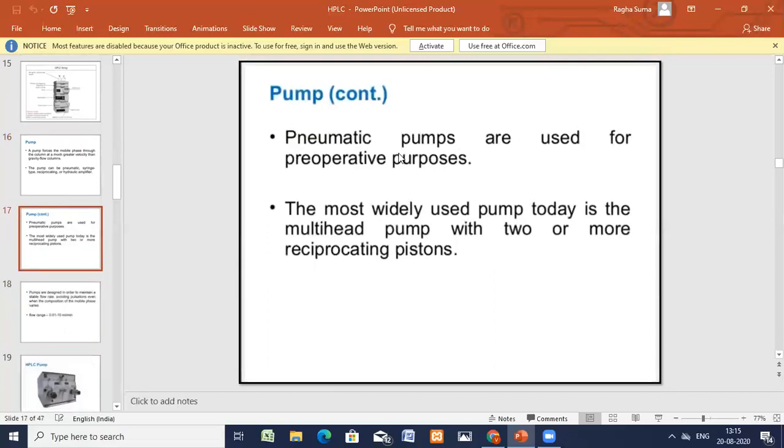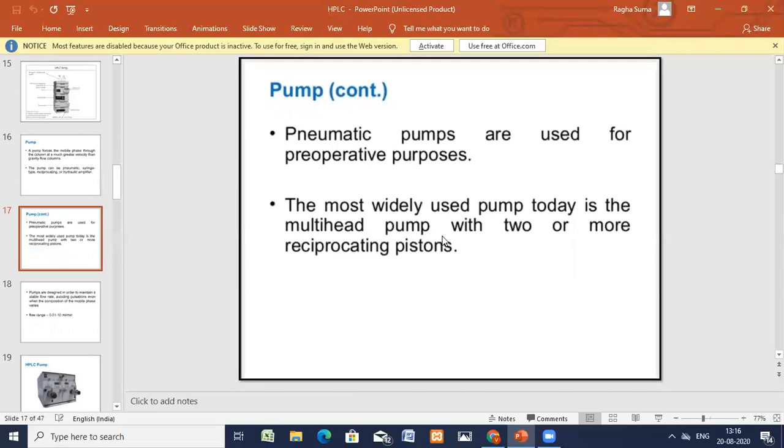Next, pneumatic pumps are used for preparative purposes. The most widely used pump today is the multi-head pump with two or more reciprocating pistons. So widely we are using this multi-headed pump. The reciprocating pistons are very useful, so that type of pumps we are using.